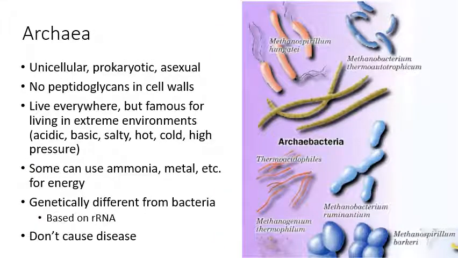Next you have archaea, which are in their own domain. Those are also unicellular prokaryotes that reproduce asexually. They do not have peptidoglycan in their cell walls. So one of the easy ways to differentiate them from bacteria would be based on their cell wall. They have different things. They also live in all the environments of the Earth, but we frequently think of them as living in extreme environments. Not all of them do. A lot of them just live in regular old places. But a lot of extremophiles are archaea also.